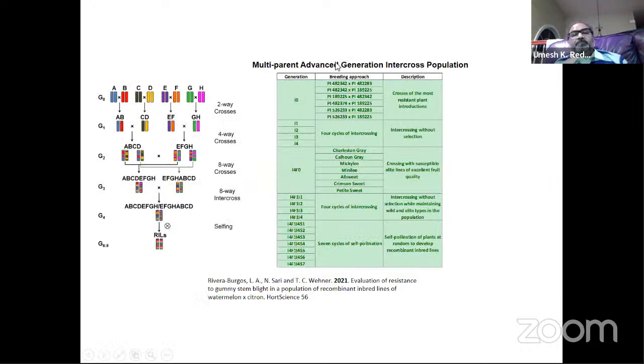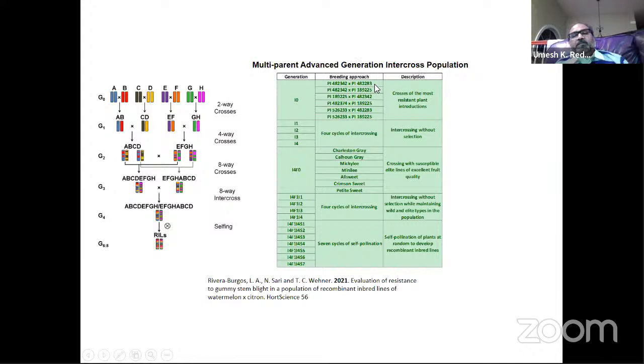Especially here, we made a MAGIC population. Magic in the sense of multi-parent advanced generation intercross. That is called MAGIC. The acronym MAGIC stands for multi-parent advanced generation intercross population.